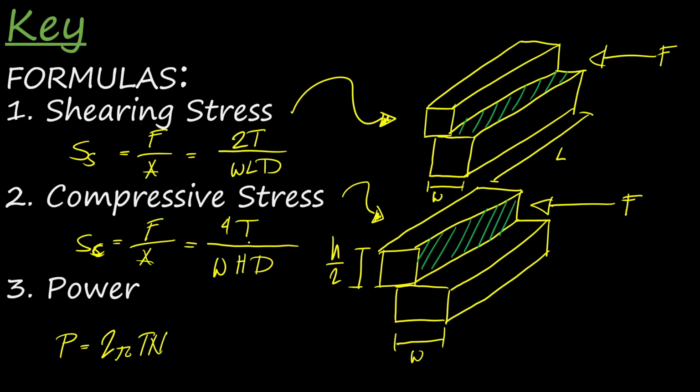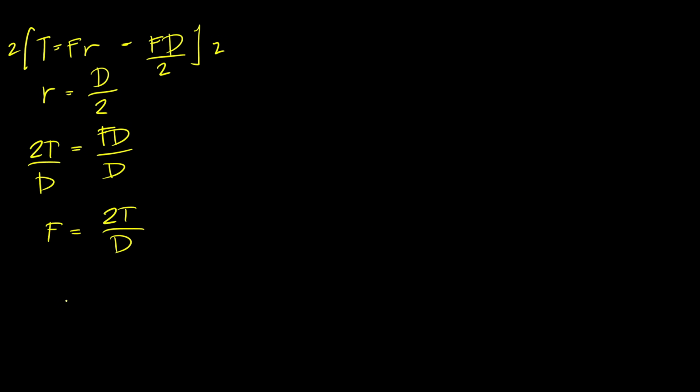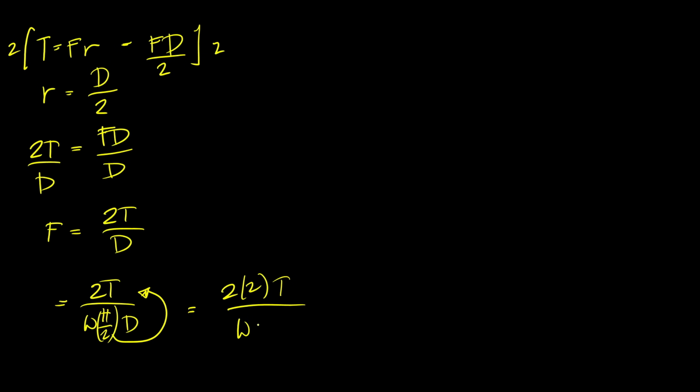Why does it have 4T? Since we consider height as divided by 2, so let's say we have 2T with height divided by 2 and the diameter, we just multiply 2. I mean, we just bring 2 in the numerator. So we have 2 times 2 torque with height, then diameter of shaft. Then we would have 4T over width, height, and diameter of shaft.